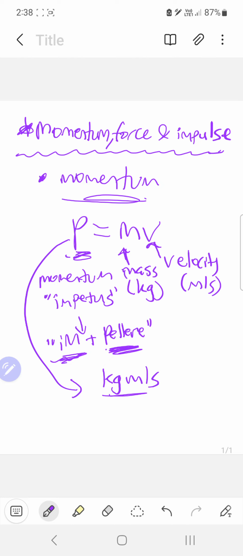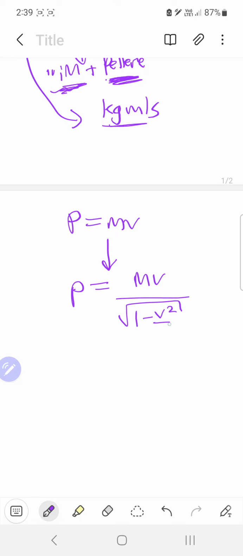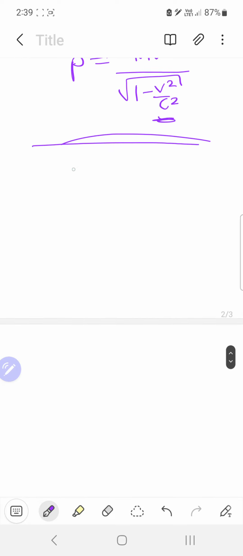And what this simple formula tells you is that a large mass moving with a large velocity has a large momentum, and vice versa. And just a little extra thing here, when you do HSC physics, when you approach speeds that are close to the speed of light, so very high speeds, P equals mv actually becomes P equals mv over the square root of 1 minus v squared over c squared, where c is the speed of light. C is a number. It's about 3 times 10 to the 8 meters per second. That's for the HSC.